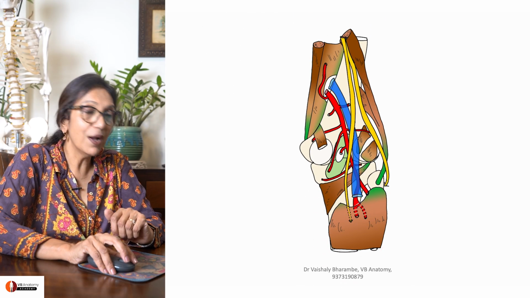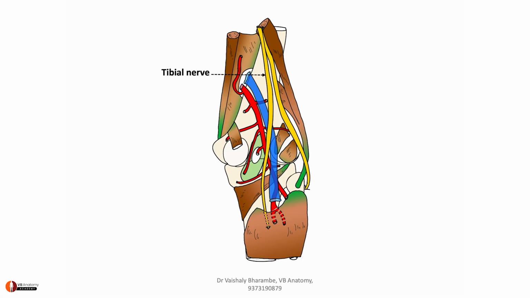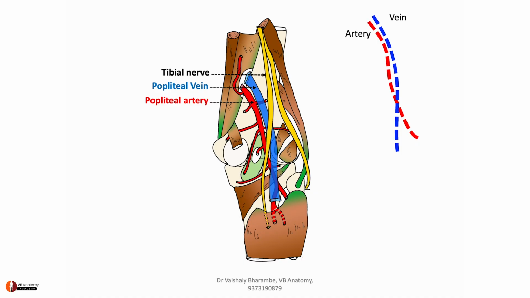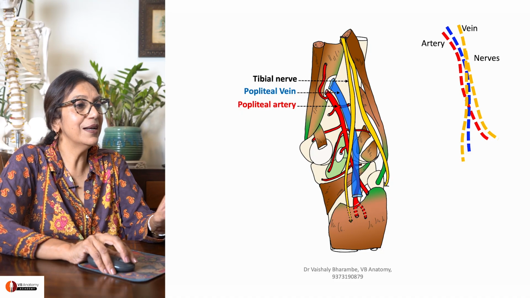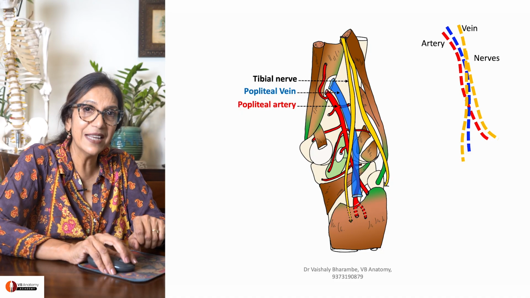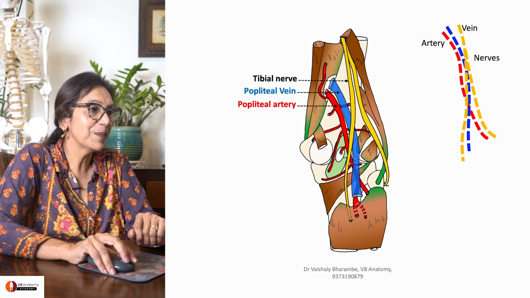Right. Now I've added something more. Yellow is the nerve. So tibial nerve, as you can see, is crossing the popliteal vein and artery superficially. Now understand, this is the artery. Crossing it superficially is the vein and crossing it further superficially is the tibial nerve. A little bit of repetition, I know, but once you get this, you're not going to forget it. Go and remember it. So that's why a little bit of repetition is good.